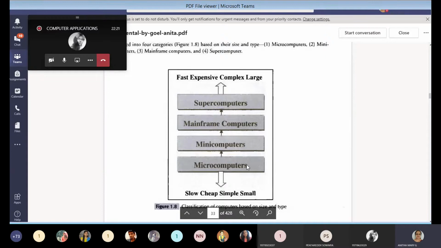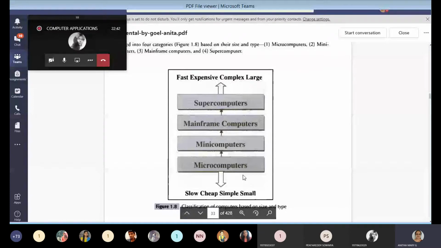So the first one, microcomputers, then minicomputers, mainframes and supercomputers. Slow, cheap and simpler ones start from the bottom, and it goes up the ladder till fast, expensive, complex and large. Okay, so we'll see them one by one.